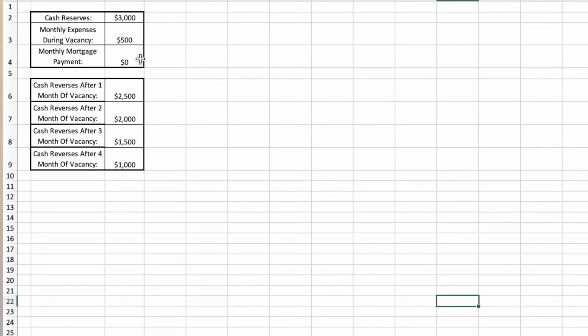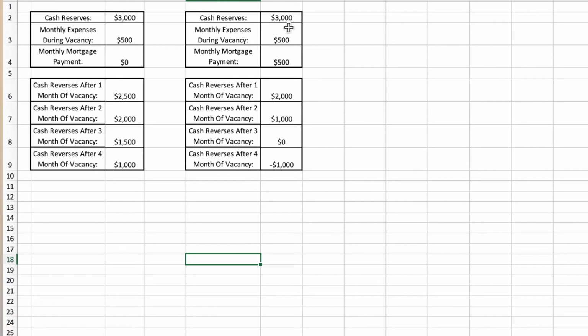If you experience a vacancy for 4 months, you would have to pay approximately $2,000, which is less than the $3,000 you have reserved, so you should be okay financially. However, if that same property had a mortgage, then you may be in trouble.